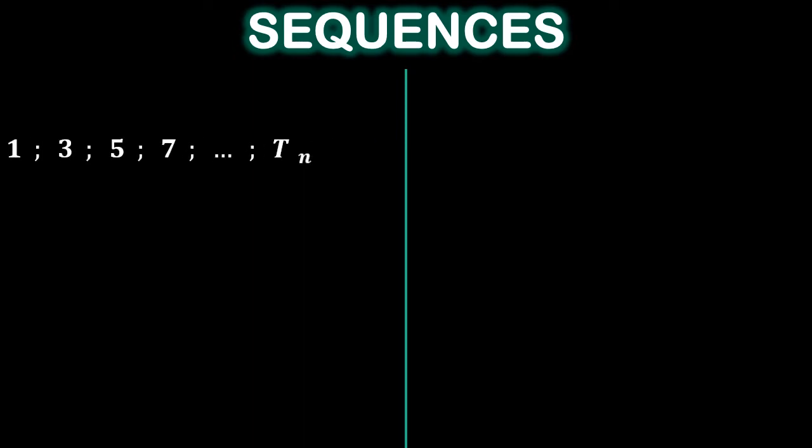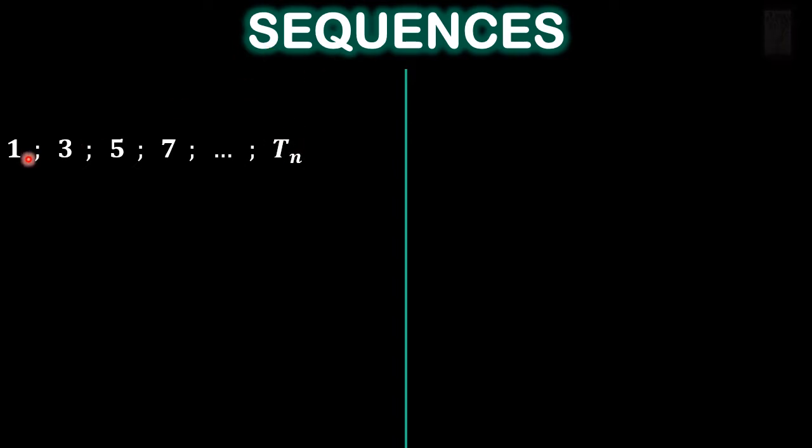So today we will be focusing on sequences. Let's just hop into it. Okay, now I want us to divide this into two, because we'll be dealing with two types of sequences. Suppose you are given the following numbers: 1, 3, 5, 7 and up to Tn. I'm still going to explain what the Tn means.